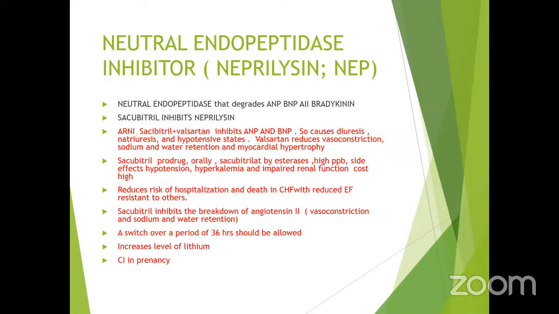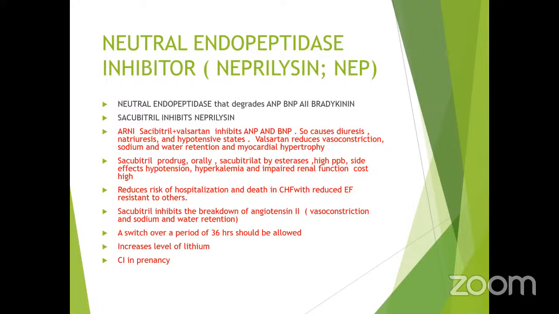Now, these are the ones which are used nowadays very commonly. Newer advances: neutral endopeptidase that degrades ANP, BNP, angiotensin 2 and bradykinin. So now we use sacubitril, which inhibits neprilysin. And this is used along with valsartan. Once neprilysin is inhibited, ANP and BNP act, which causes diuresis, natriuresis, and hypotensive states. Valsartan reduces vasoconstriction, sodium and water retention, and myocardial hypertrophy, which is increased if sacubitril is used all alone.